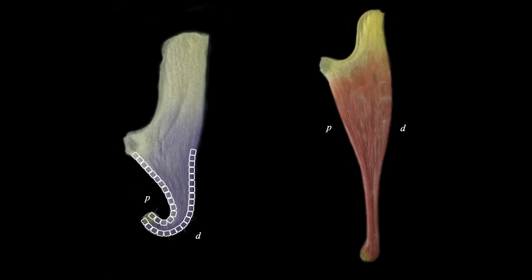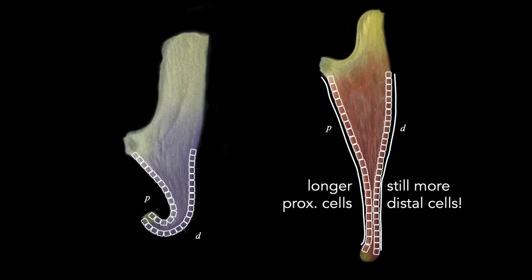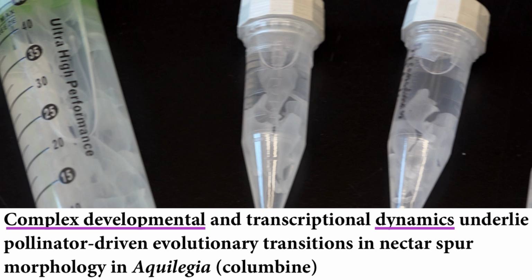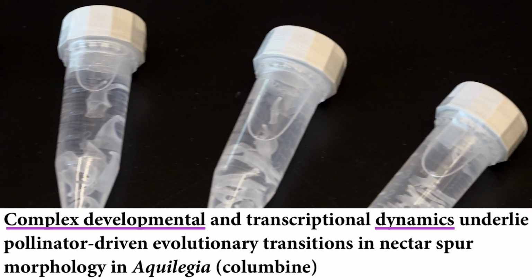So we thought, okay, well, maybe straight spurs evolved by adding more cells to their proximal surface. But no, we were shocked to find that in both of the independent evolutions of hummingbird pollination, straight spurs still have way more distal cells than proximal cells, just like their curvy ancestors. Instead, their proximal surface cells are longer than their distal surface cells to compensate, which evens out the overall lengths of the surfaces and generates a straight spur. So this was already turning out to be a way more complicated and interesting story than I was expecting.